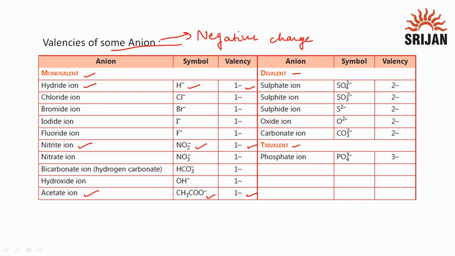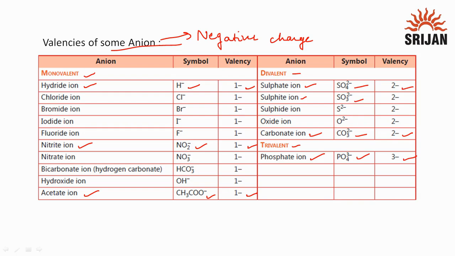So there are other examples also. Now if we see divalent, the sulfate ion, SO4 2-, has a valency of 2-. The sulfite ion, SO3 2-, the symbol you have to remember. Similarly, the carbonate ion, CO3 2-, has a valency of 2-. Now for the phosphate ion, that is trivalent, its symbol is PO4 3-, so its valency is 3-.